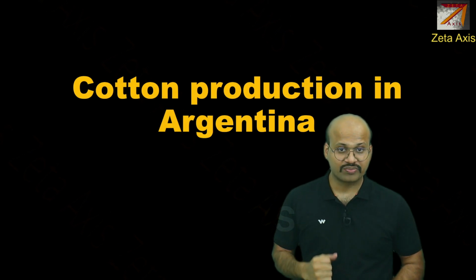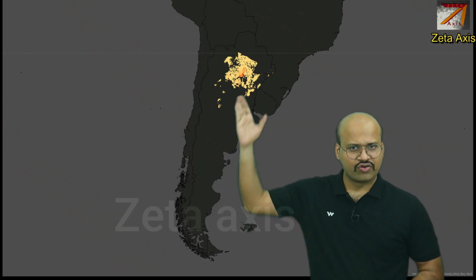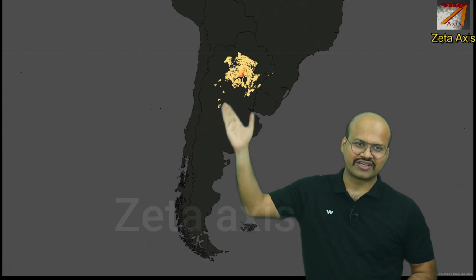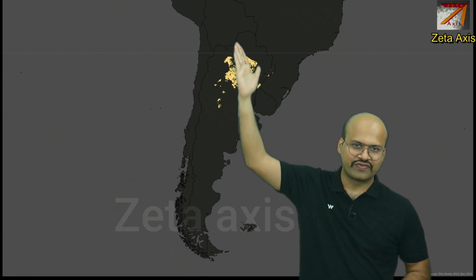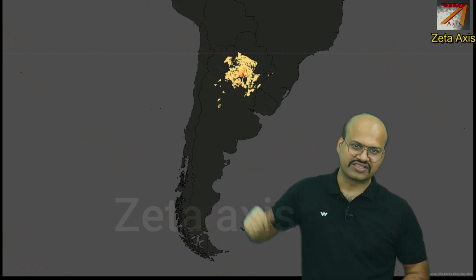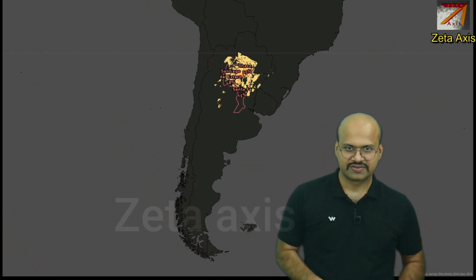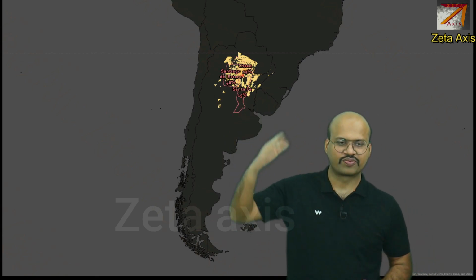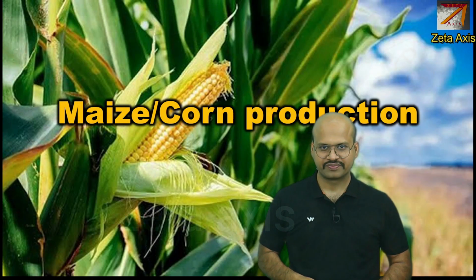Now let's see cotton production in Argentina. We can see that again production of cotton is confined in the northern part. Here we have Paraguay river, here we have Parana river, and this is the delta region formed by both of these rivers. These are the states which produce cotton in abundance over here.